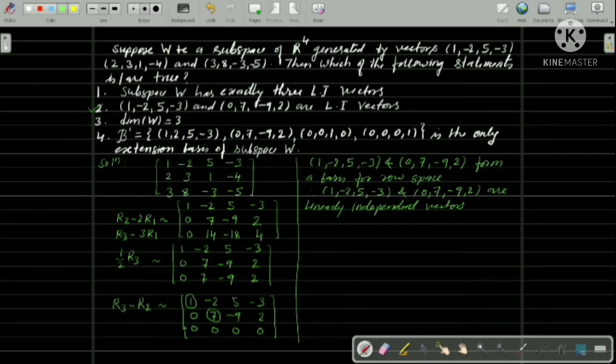Since W is generated by two linearly independent vectors, the dimension of W is 2. Therefore option number 3 will be wrong. Since the dimension of W is 2, it has only two linearly independent vectors. Option number 1 says that subspace W has exactly 3 linearly independent vectors, which is also wrong.